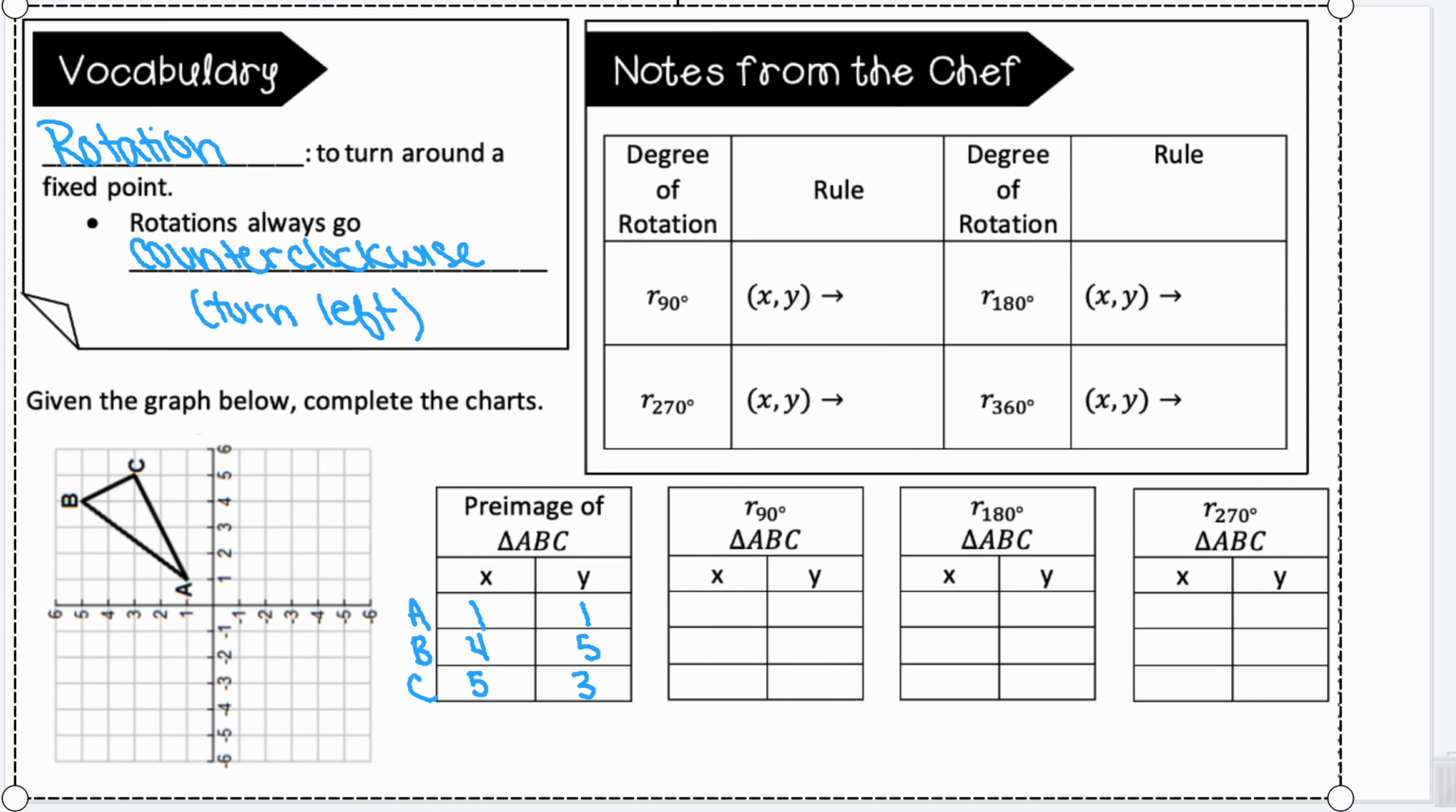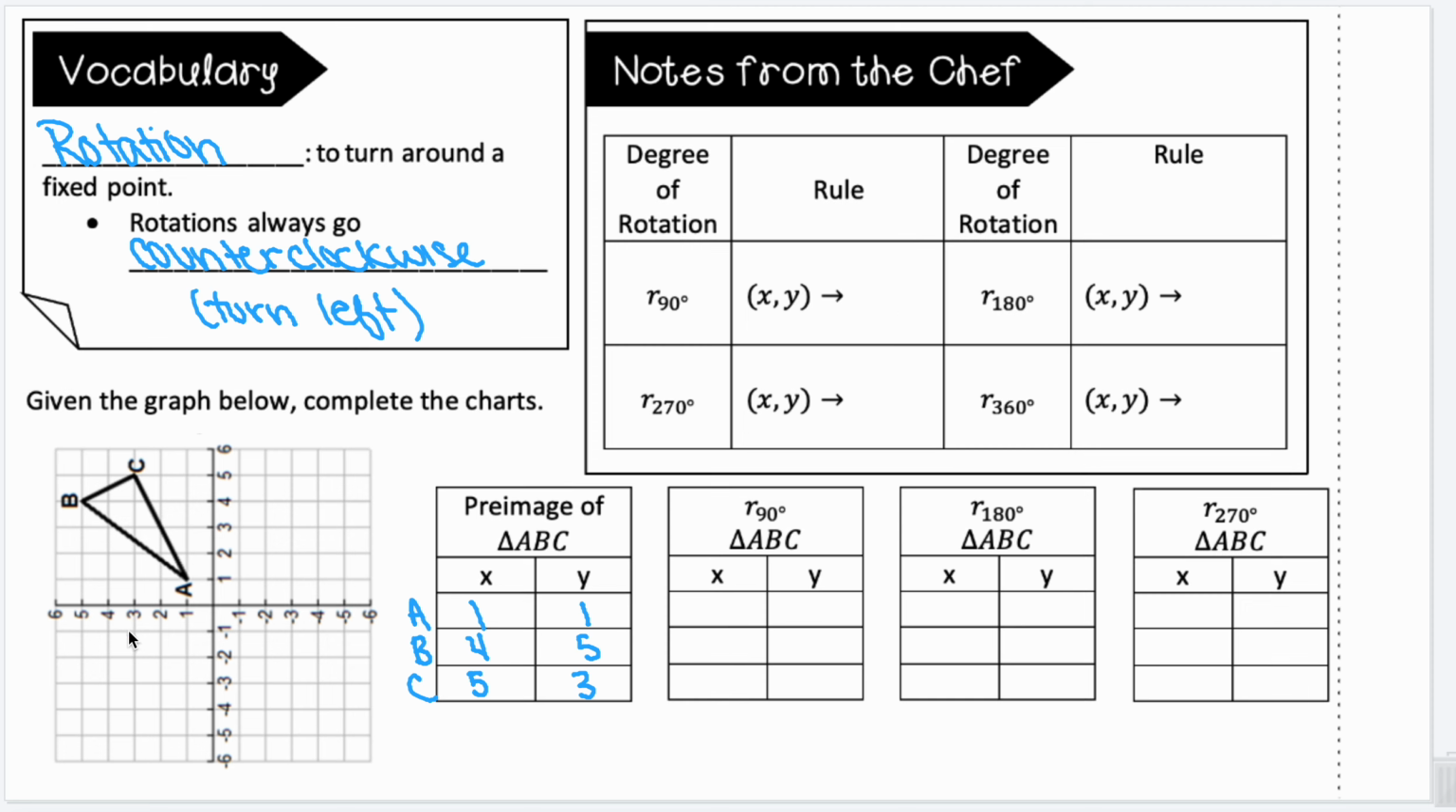To then get these ordered pairs, you're going to ignore the numbers that are here and ask what would this point be in relation to 0, 0? Well, -1, +1 is my new A prime. B prime is going to be at -5, +4. And then my C prime is going to be at -3, +5.